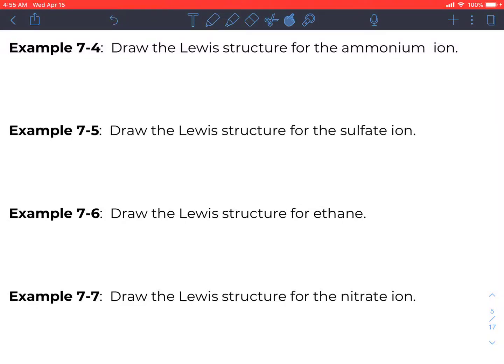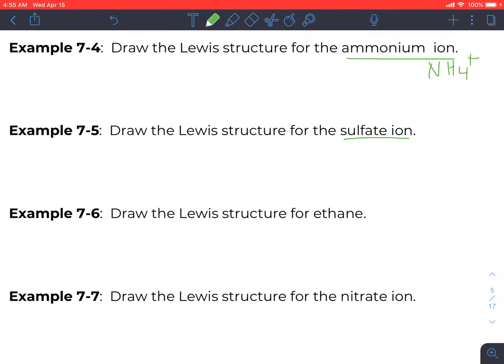Okay, so this is 7.4 and 7.5 example. These are dealing with ions. Okay, so ammonium ion and sulfate ion. So first thing we need to do is draw the right formula. So ammonium ion, just FYI, is NH4+.